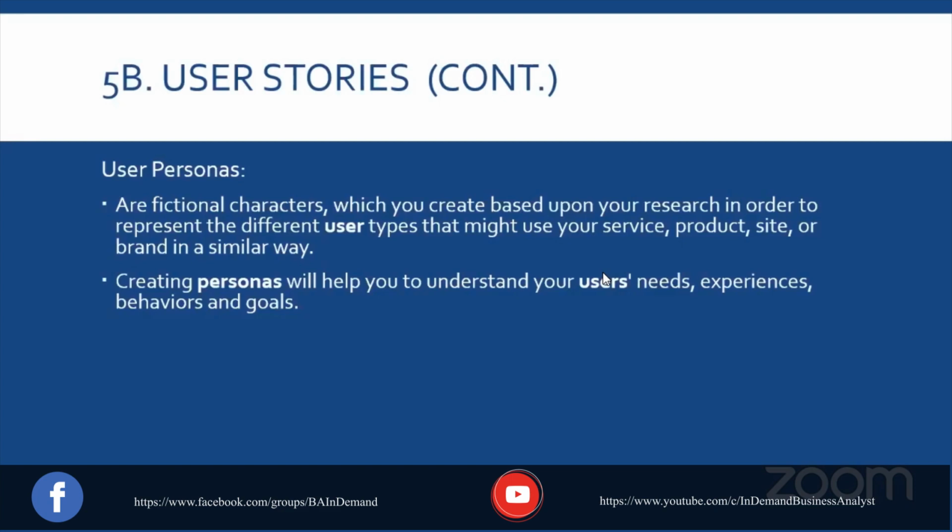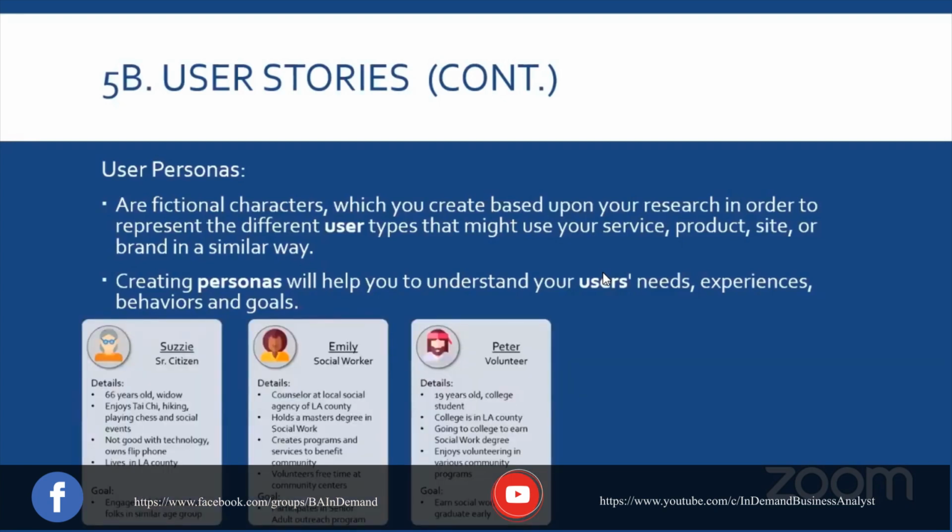So for our exercise, I created a few personas for us. I've created 3 personas here. We have Susie, who is the senior citizen, and I put some details. Susie is 66 years old. She's a widow. She enjoys Tai Chi, hiking, playing chess, and social events. Susie is not good with technology and owns a flip phone. So no smartphones for Susie. And she lives in LA County.